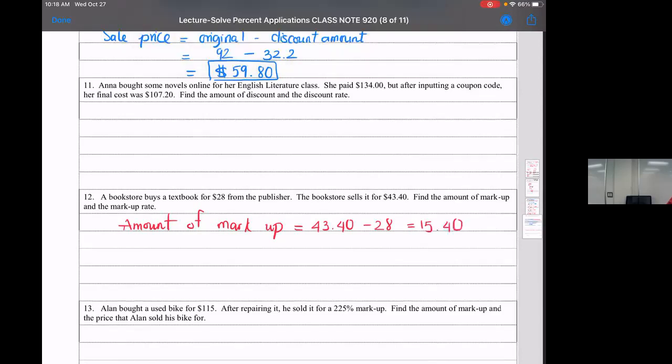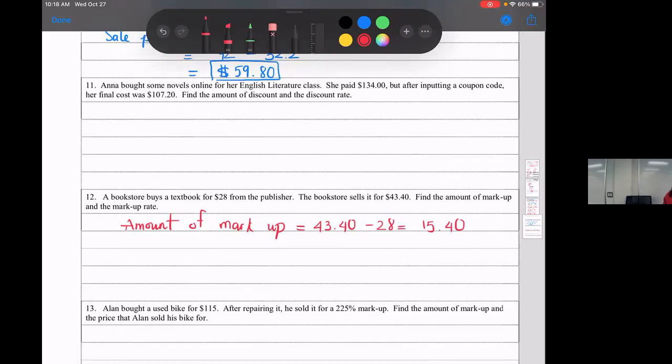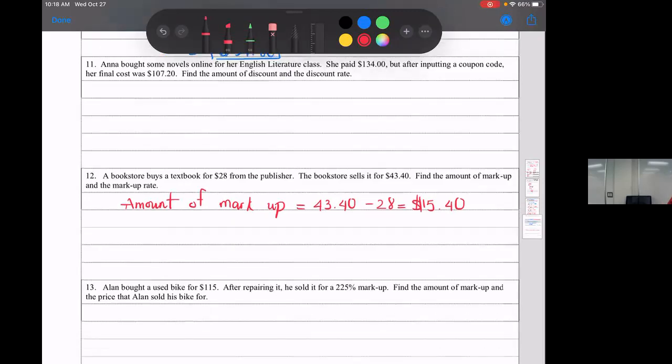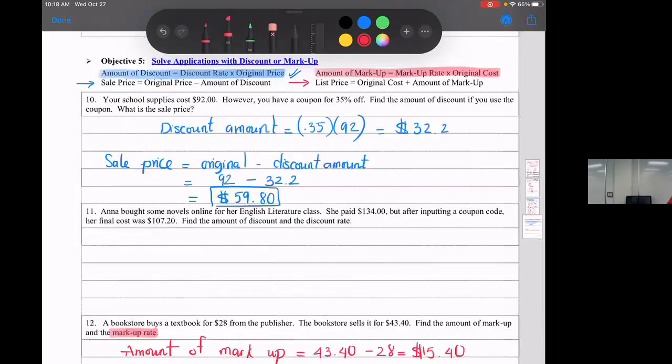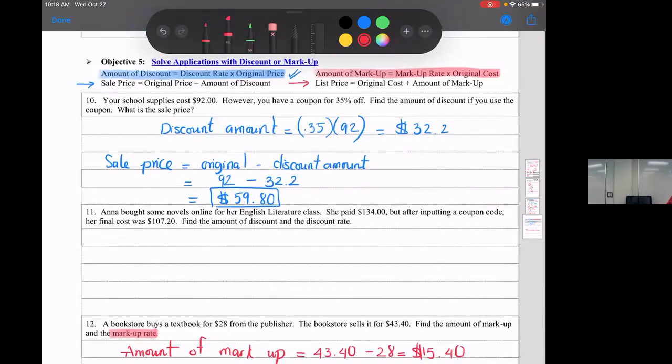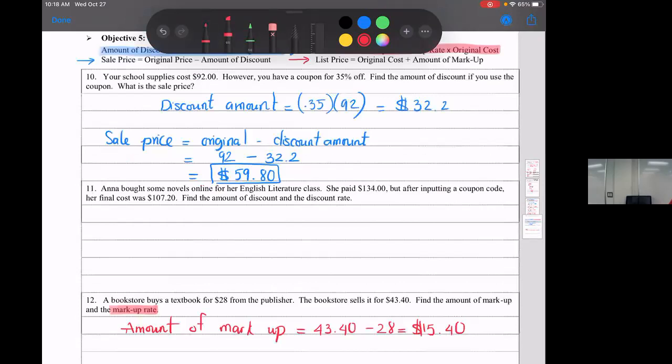Rounded to the nearest cent, I need the dollar sign here. So that's how much they raised the price. Now I want to find the markup rate. Going back to the formula I highlighted in red: the amount of markup equals the markup rate times the original cost.